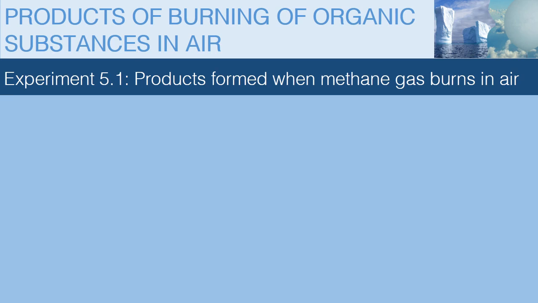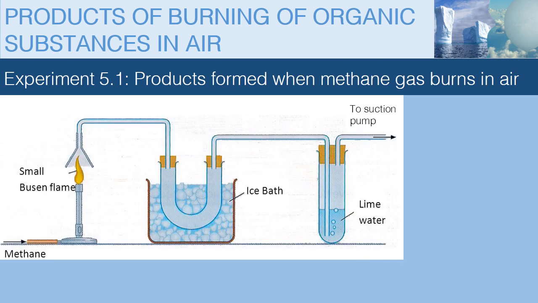Let us begin with an experiment to show us the products of burning organic substances in air. When you look at this setup, methane gas is burnt in a Bunsen burner flame and a reaction takes place. Methane burns in air, taking part the active part of air, which is oxygen.